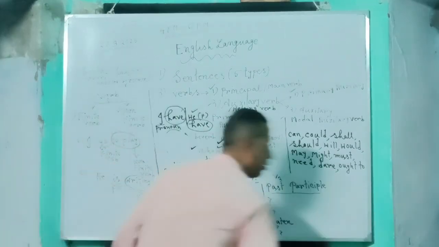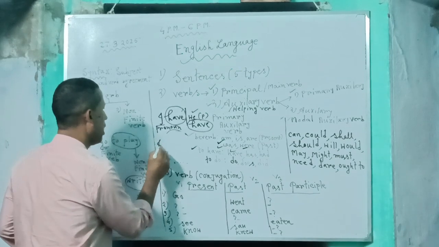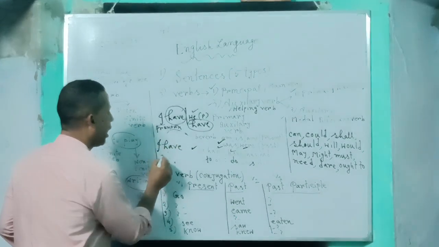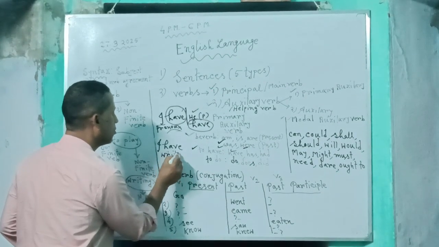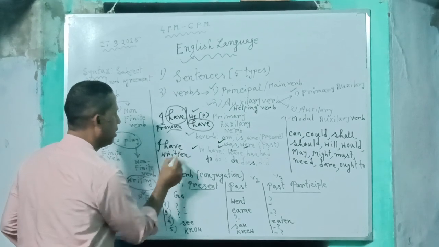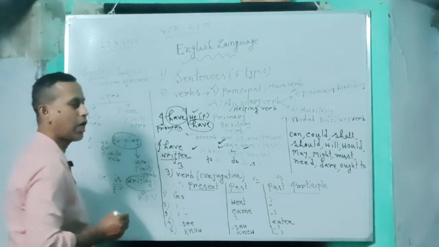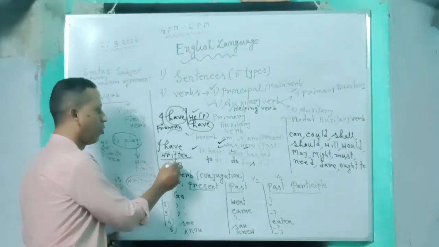I have written. Here the V3, or third form of the main verb, is the past participle form: write, wrote, written.